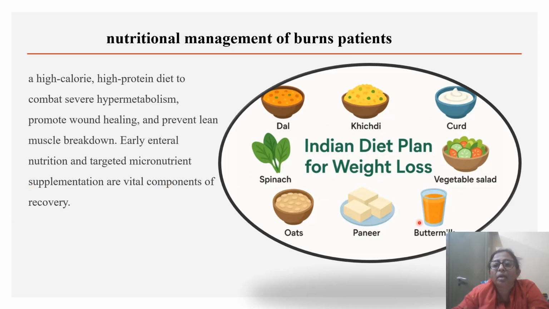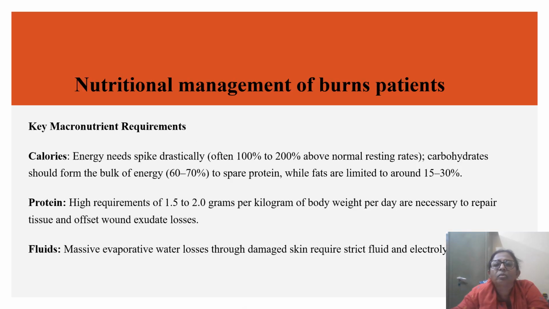So here the Indian diet plan for weight loss, that is in burns patients also. We can give dal, khichdi, curd, vegetable salad, spinach, oats, paneer, buttermilk, etc. So this burns patient also we can give.